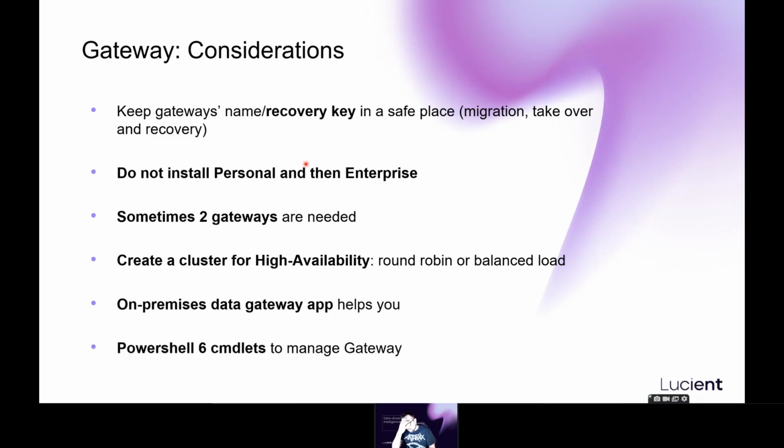And obviously you have two different applications that you can use in order to understand the state of your gateways, the level of patching, and so on. Other things that we are going to see, for example, are in the on-premises data gateway app. And you also have some PowerShell cmdlets that you can use to manage it.